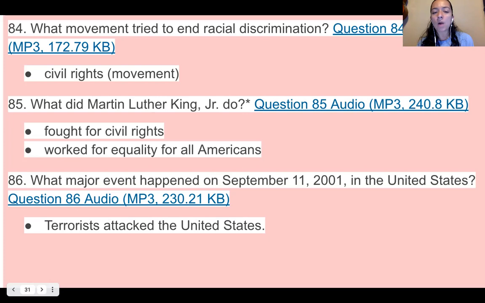Questions related to what we just learned. What movement tried to end racial discrimination? Civil rights movement. What did Martin Luther King Jr. do? He fought for civil rights, worked for equality for all Americans. What major event happened on September 11, 2001 in the United States? Terrorists attacked the United States.